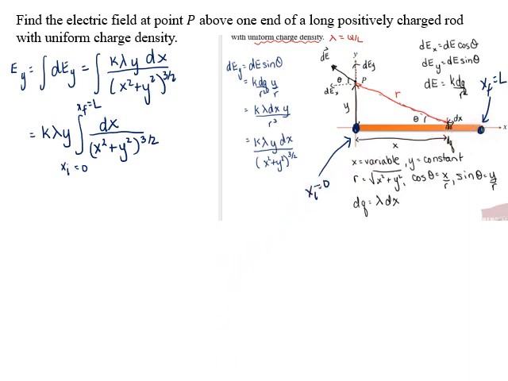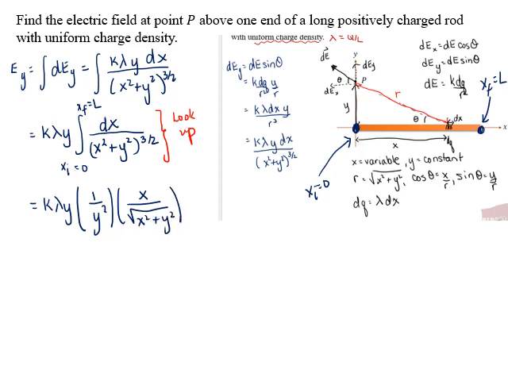Okay, what's our next step? As always, you can either do this integral on your own or you can look up the result. Either is acceptable. When we look up the result for this integral, which is my method of choice, what we get is k times lambda times y, that's the stuff that's outside, times 1 over y squared, times x over the square root of x squared plus y squared. That has to be evaluated at x equal to L and x equals 0.